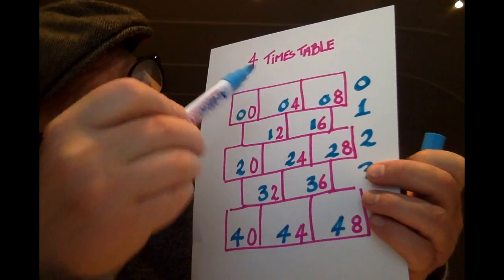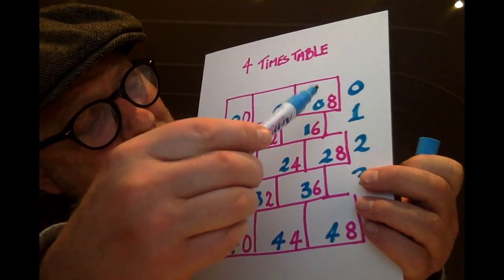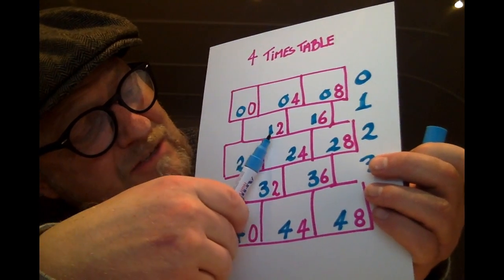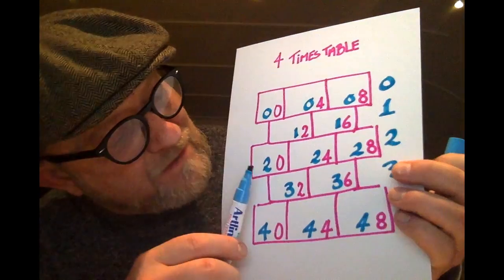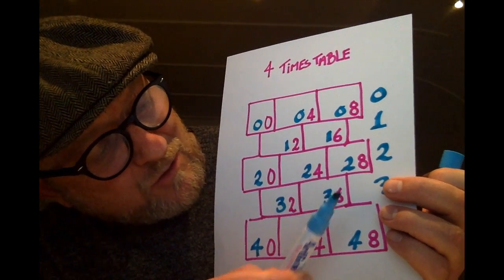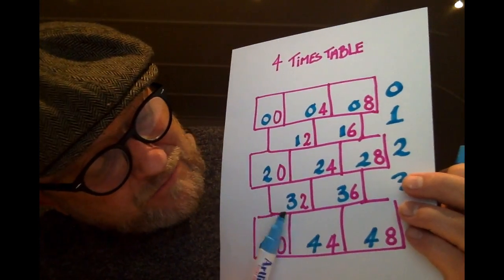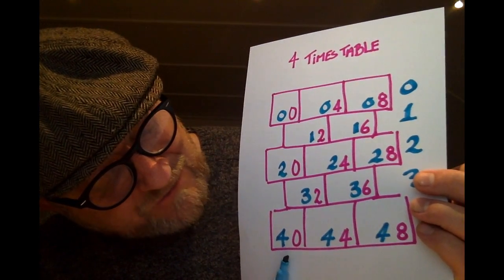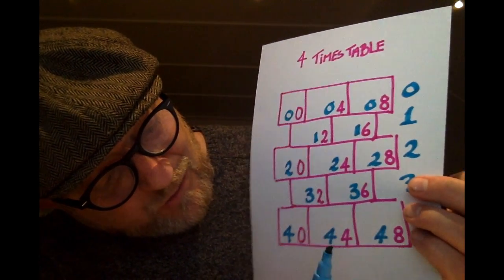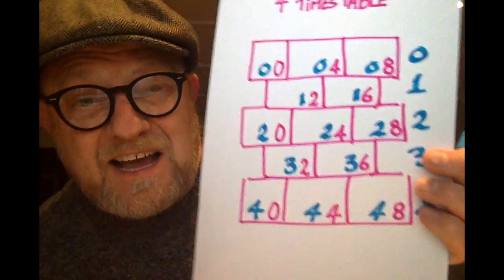0 times 4 is 0. 4 times 1 is 4. 4 times 2 is 8. 4 times 3 is 12. 4 times 4 is 16. 4 times 5 is 20. 4 times 6 is 24. 4 times 7 is 28. 4 times 8 is 32. 4 times 9 is 36. 4 times 10 is 40. 4 times 11 is 44. And 4 times 12 is 48.